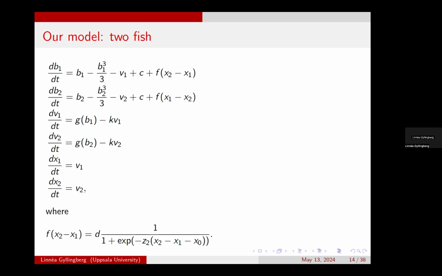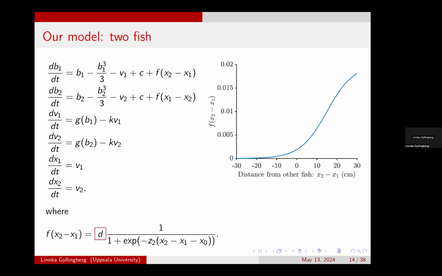And what we have here is this function which couples the fish together, which is defined like this. And the reason we have this sigmoidal function is that it takes in the distance to the other fish, and then it acts like an extra boost on C. So here the important parameter is D.